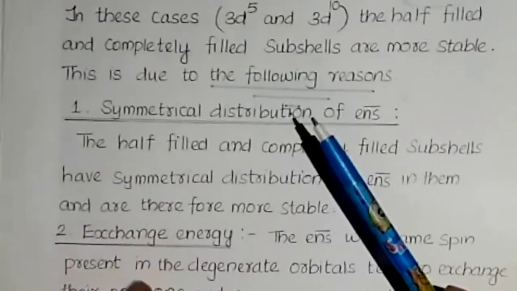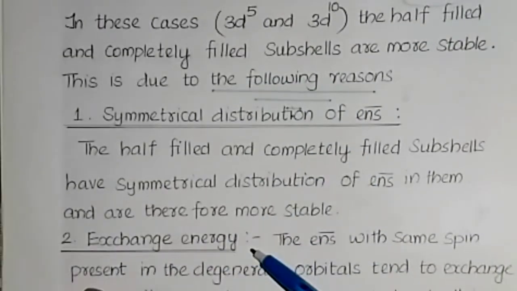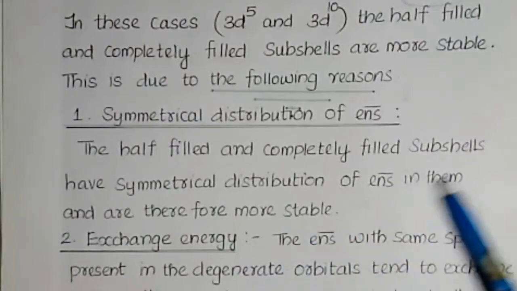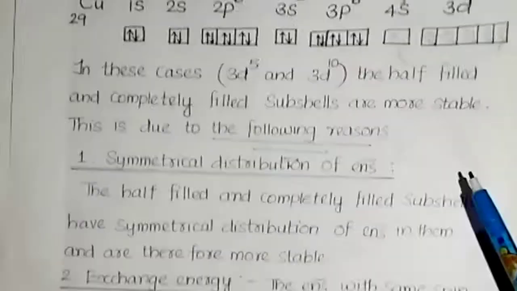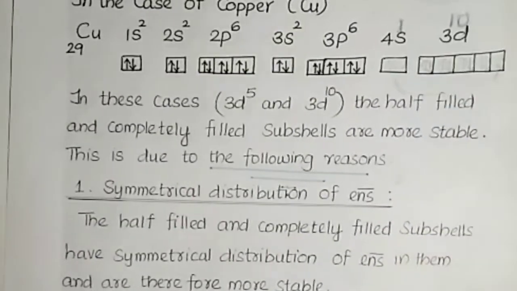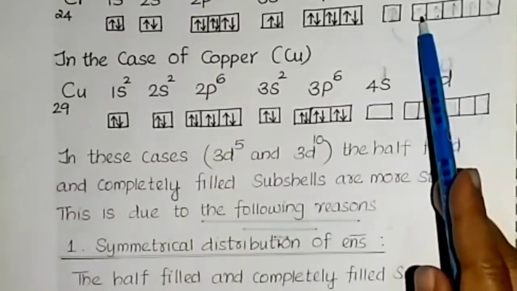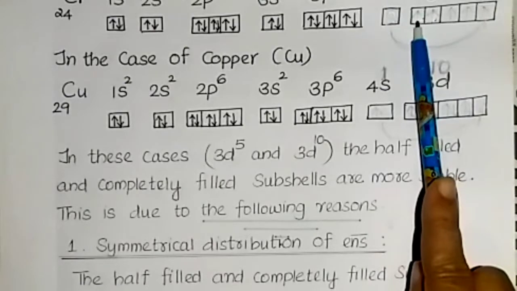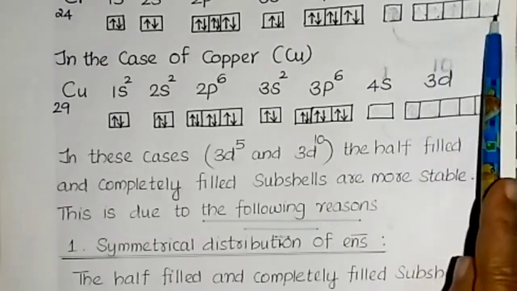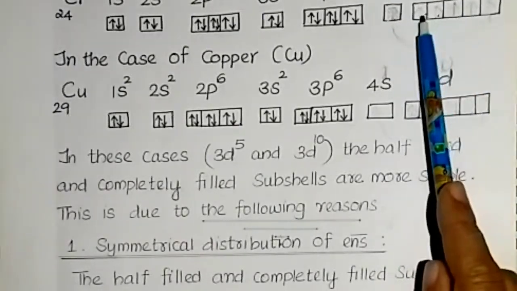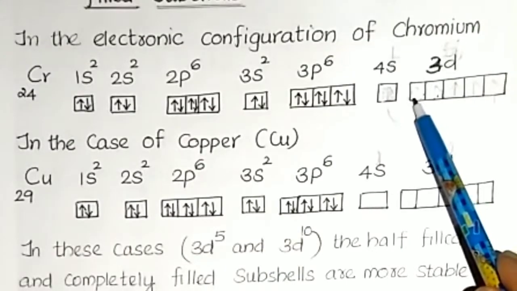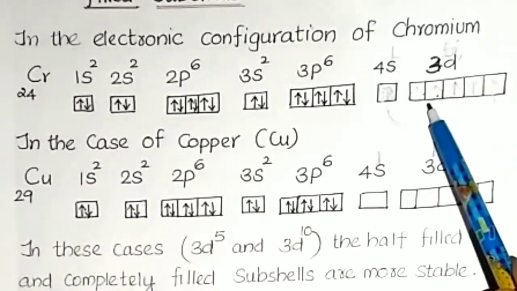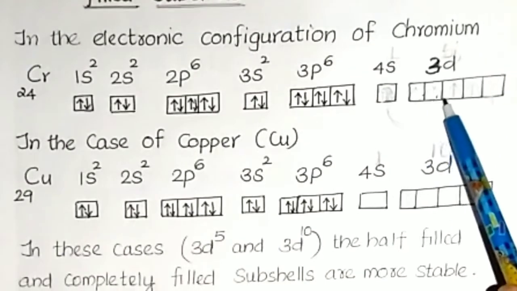Then the second one is exchange energy. The electrons with the same spin present in degenerate orbitals. Spin means, in all these orbitals, there is one electron in each, and these electrons have the same spin. So the electrons in the degenerate orbitals with the same spin have a tendency to exchange their position.